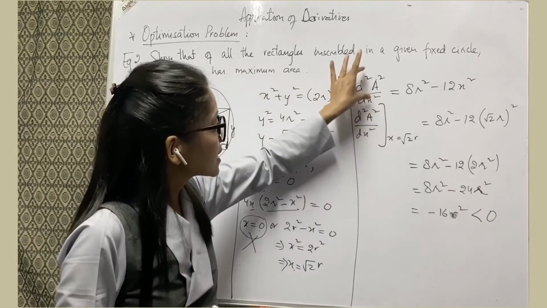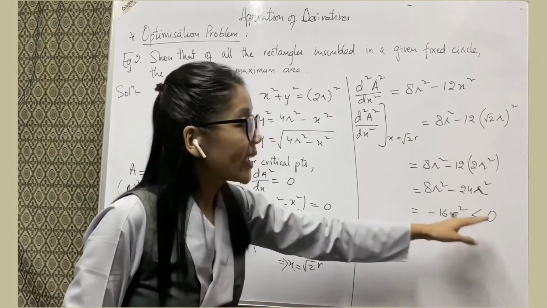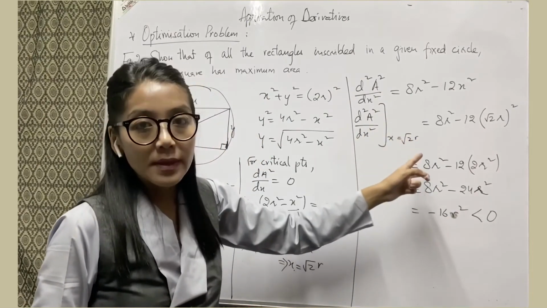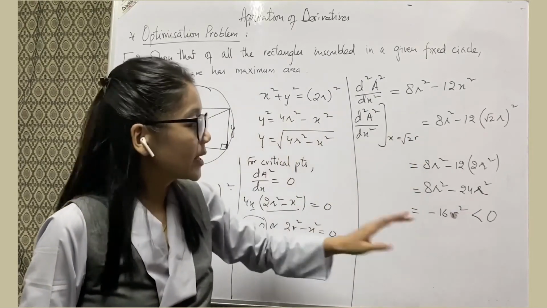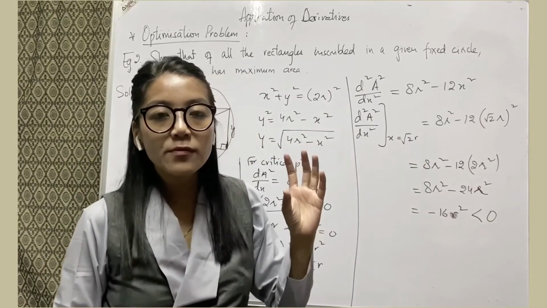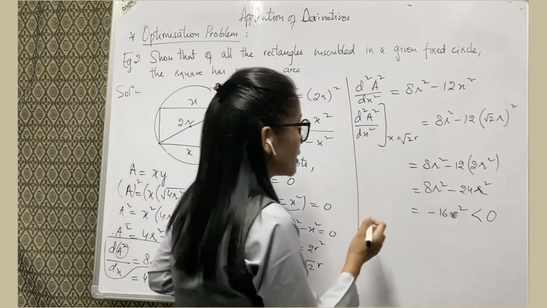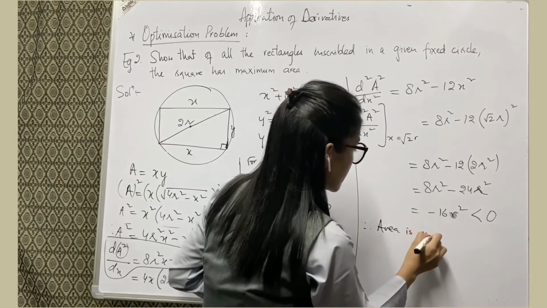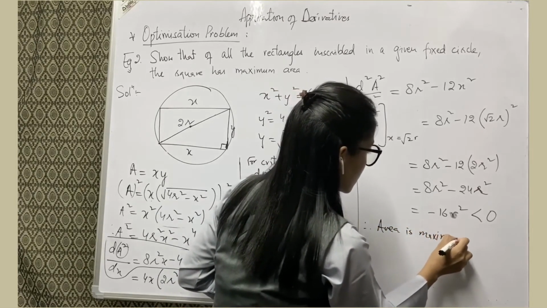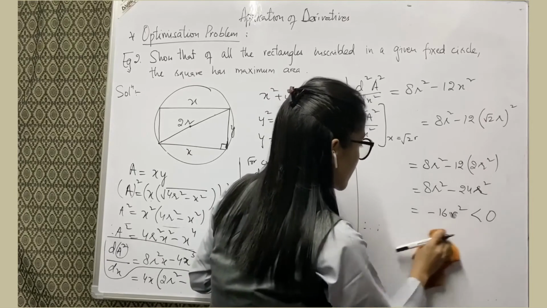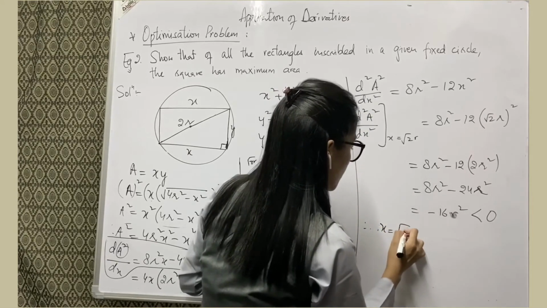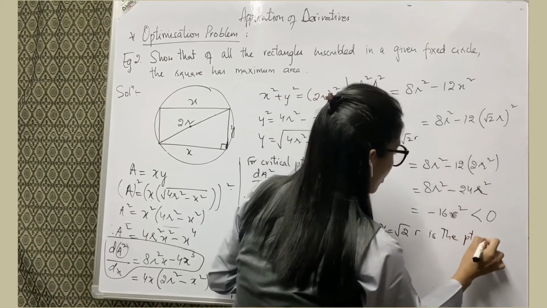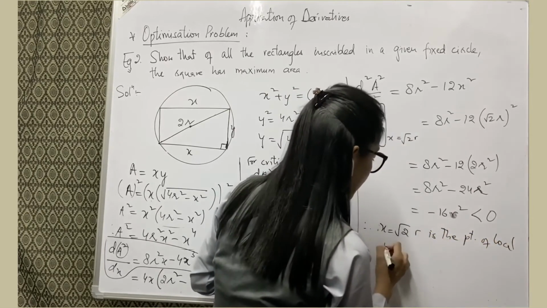So when the second order derivative is less than 0 at x equal to this, this is the point of local maxima. When it's less than 0, it's maximum. So therefore area is maximum. So therefore you can say that x equal to root 2 r is the point of local maxima.